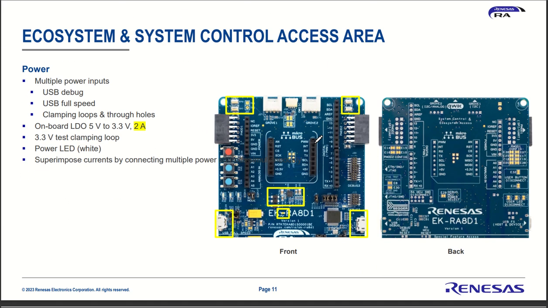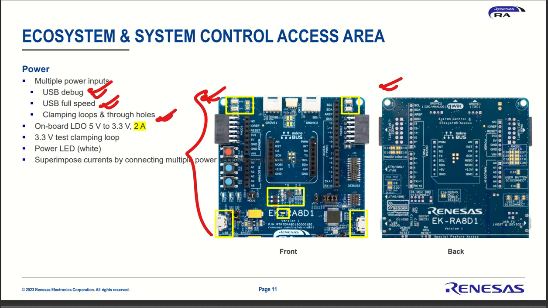Now let's talk more about it. What is the control access area? So power, if you see, this particular board has power. Okay, so this is your front view and this is your back view. Half of the board is shown, not the full board. So as you can see, multiple power inputs are there. USB debug is there, so you can plug in directly from your laptop. Then USB full speed control is there, and a clamping loop and through hole are there.